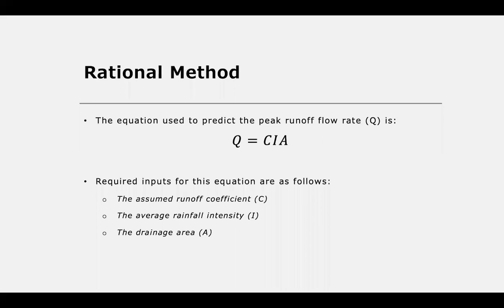The equation used to predict the peak runoff flow rate is Q equals CIA. So Q equals CIA to predict the peak runoff rate. Therefore, the required inputs for this equation are the assumed runoff coefficient, C, the average rainfall intensity, I, and the drainage area, A.